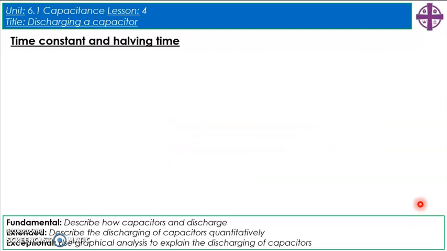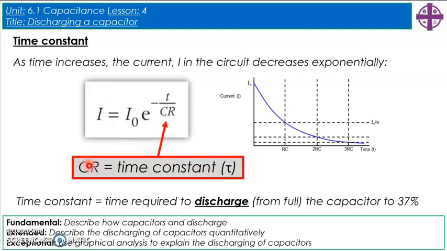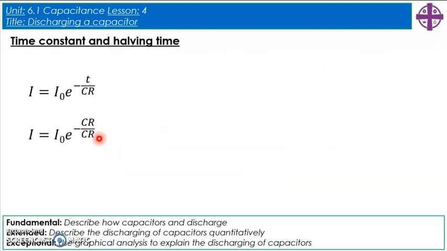Now that might seem a little bit random, why 37%? We're going to have a look at that now. So let's take the current equation: I at a certain time equals the initial current times e to the power of minus t over capacitance times resistance. Well, let's change t to be the time constant, which we just said is equal to CR. Rather interestingly, if you do the units of C times the units of R, it gives you seconds.